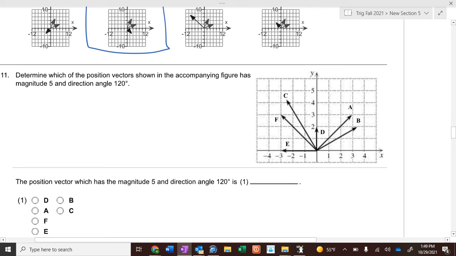Which one is a 120-degree angle? It's either F or C, right? Okay, has a magnitude of 5. Well, this one is 3 squared plus 3 squared, which doesn't quite get you there. This one is more the 120 degrees, magnitude of 5.